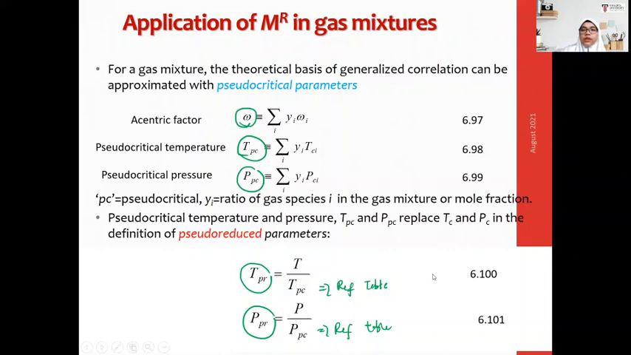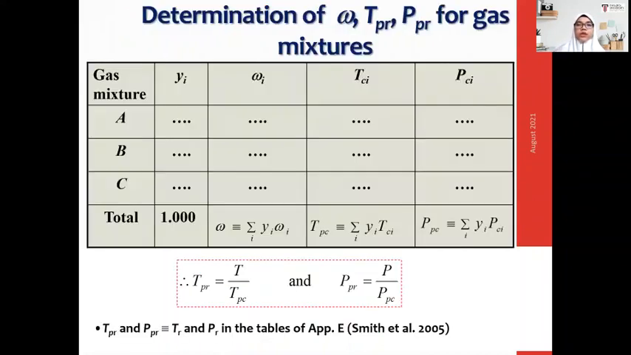Okay. Since we already learned how to determine the residual from our previous chapter on volumetric properties, I hope that you can still recall how to calculate this reduced temperature. Okay, if it involves a gas mixture, for example, we have A, B, C as the substances for the gas, and you may tabulate it in the table. So this is the composition for each substance.